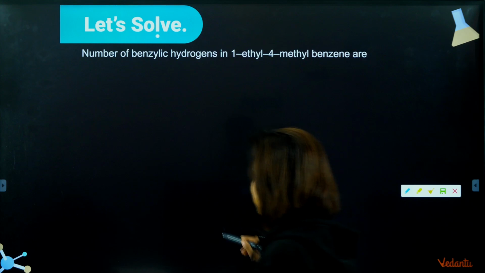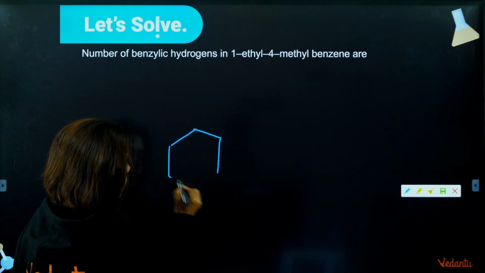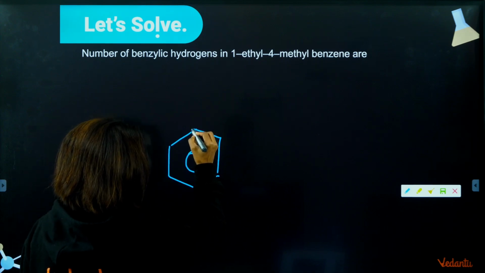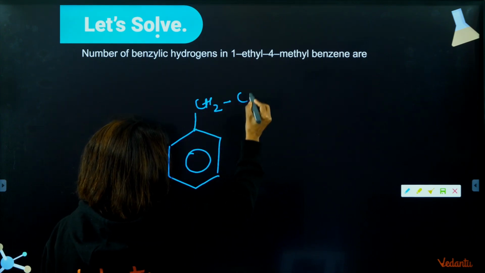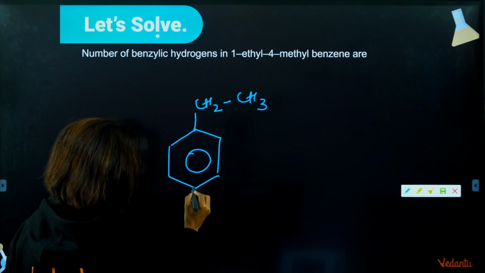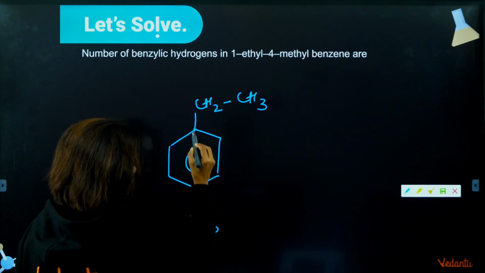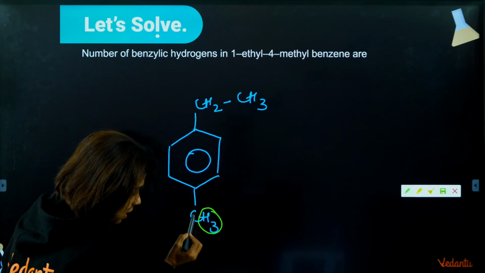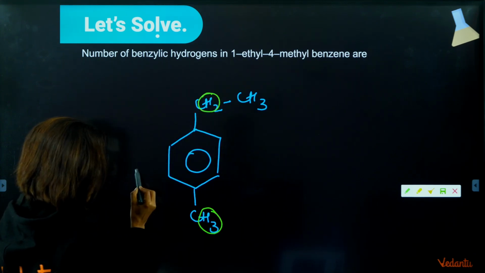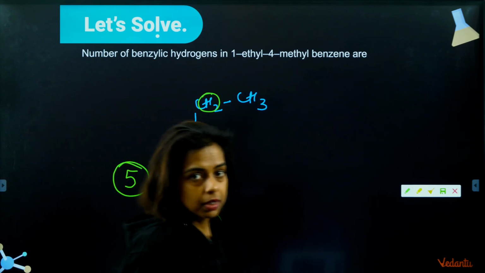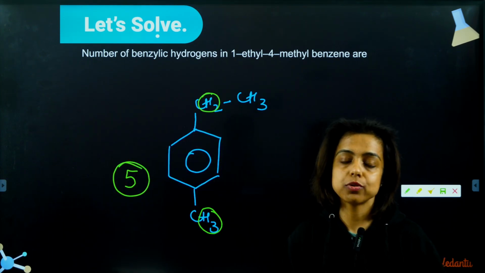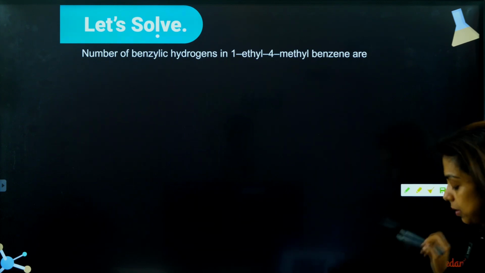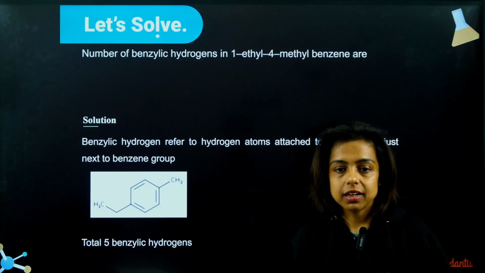तो कितने बेंजाइलिक हाइड्रोजन है, किसमें पूछा गया है? ये रहा हमारा बेंजीन, और 1 ethyl, what is ethyl? CH2CH3, 1 2 3 4, 4 methyl. This is 1 2 3 4. How many benzylic hydrogen? बेंजीन के साथ, this is benzylic, बेंजीन के साथ वाले कार्बन में जो हाइड्रोजन होते हैं, this is also. So we have total 5 benzylic hydrogen. बेंजीन रिंग के साथ वाले कार्बन पर जो हाइड्रोजन है, they are benzylic hydrogen. So we have total 5 benzylic hydrogen in this compound. Got it, guys? I hope that is correct.